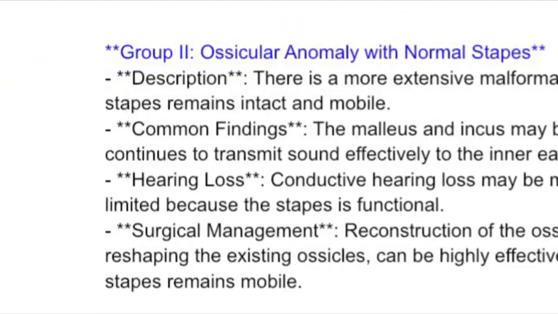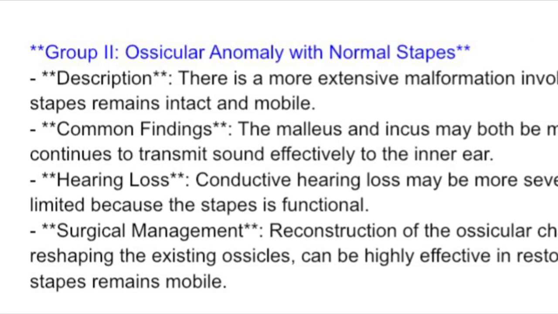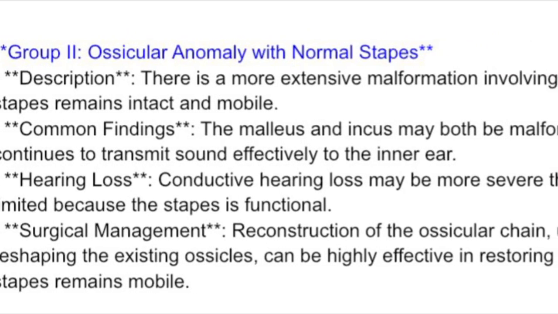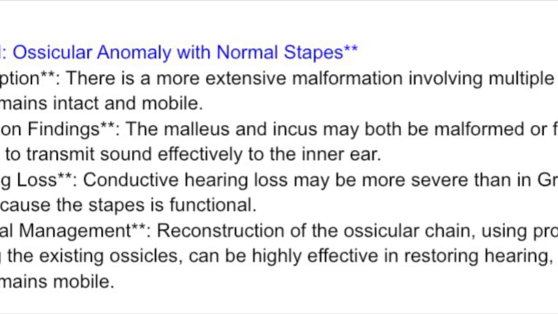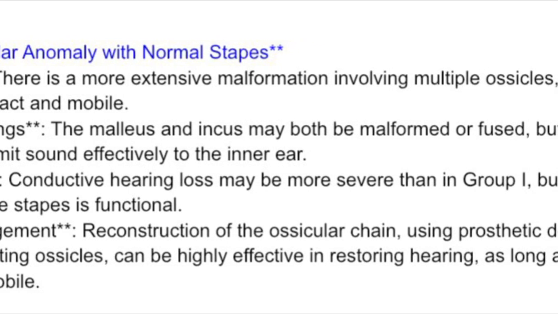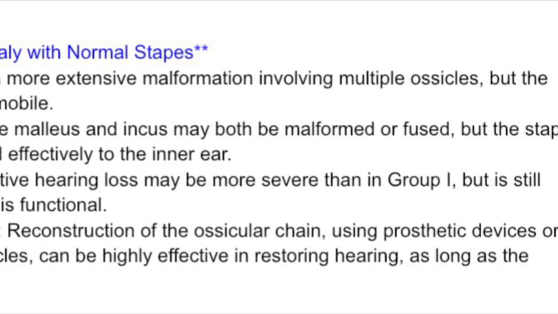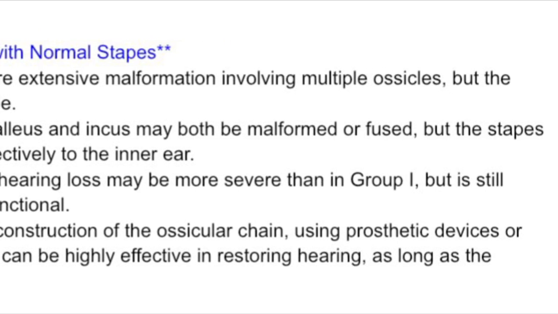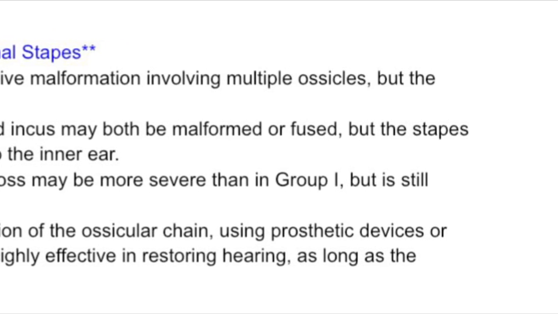Group 2, ossicular anomaly with normal stapes. This group involves more extensive malformations, often involving both the malleus and incus, but the stapes remains normal. In one case, a 30-year-old presents with significant conductive hearing loss. Imaging reveals fused malleus and incus, but a functioning stapes. Reconstruction with prosthetics can yield good hearing outcomes.